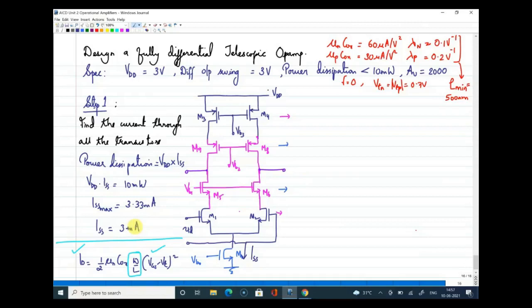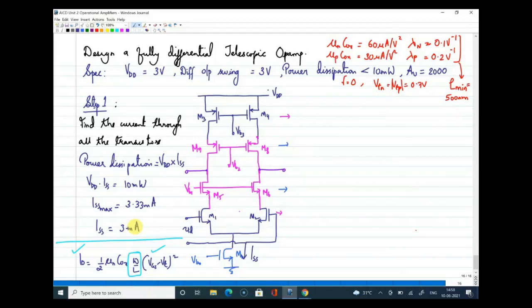Now, if your question is, can I consider ISS as 2 milliamps? Yes, definitely you can go ahead and design for 2 milliamps, provided you are satisfying all the other specifications. If you go for a current of 2 milliamps, definitely the power dissipation spec will be satisfied. But you should also see whether the gain is satisfied. You should also see whether the output swing will be satisfied or not. That is the only condition. All right. So as of now, I'll fix the current as 3 milliamps.